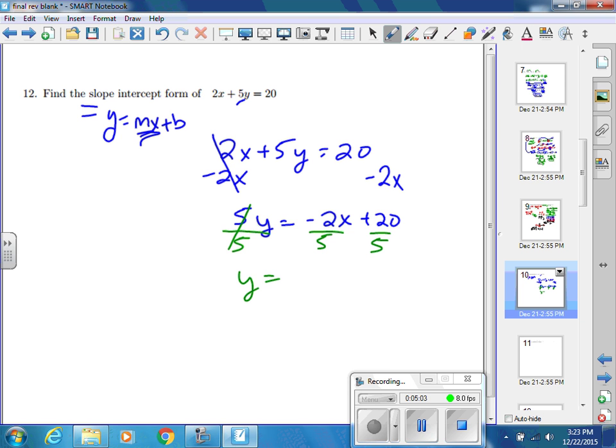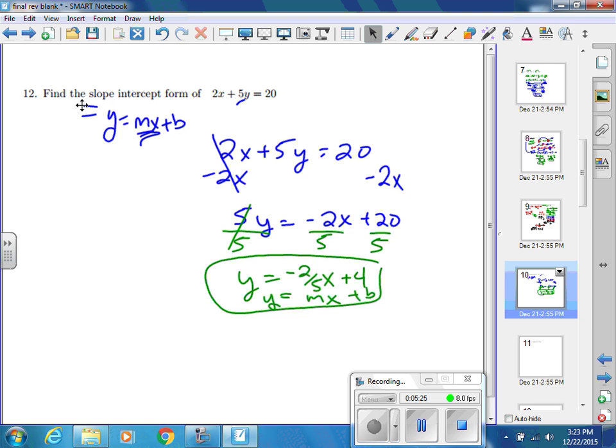So y equals, now in this case I can't reduce that, it's just a fraction. It's okay, we like fractions in slope-intercept. That's going to stay that way, it can't be reduced, and 20 divided by 5 is 4. So this is my answer in slope-intercept form. This is my slope, and this is my b. So I got my answer here, I'm done. I don't have to graph it, it didn't say so, so I'm not going to.